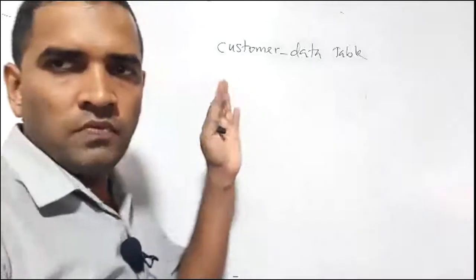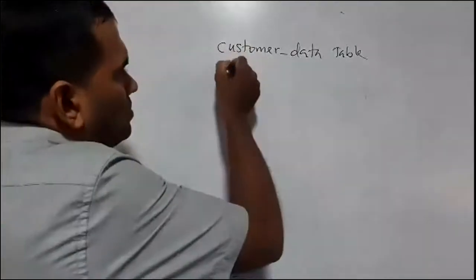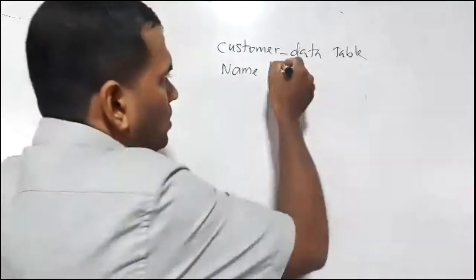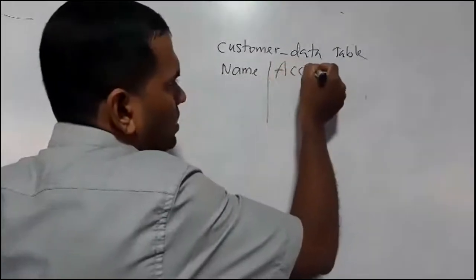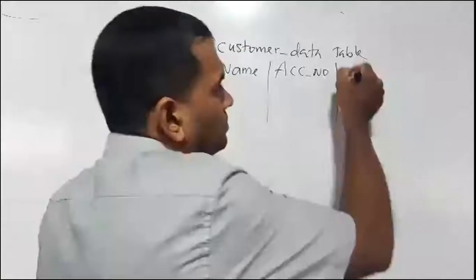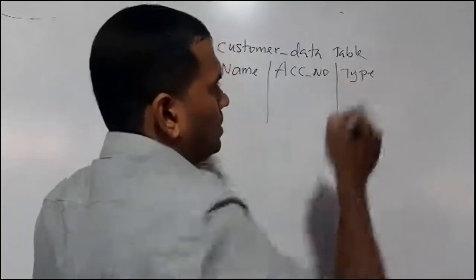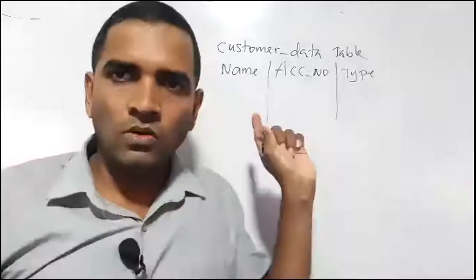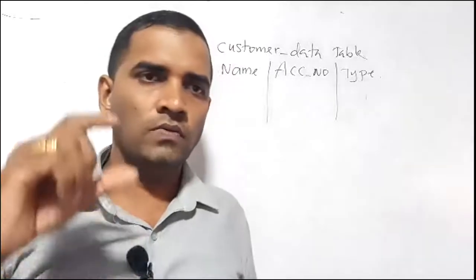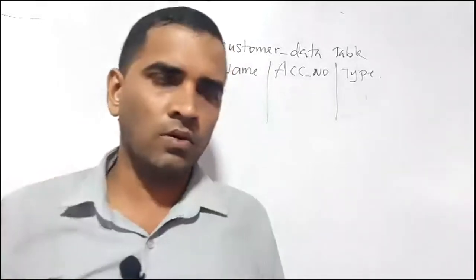There we have fields, right? Put them: name, account number. Note there is an underscore, keep it, account number, and also type. So now we are answering question number 5. We are asked to write the updated record.